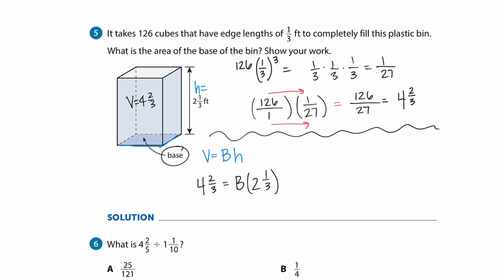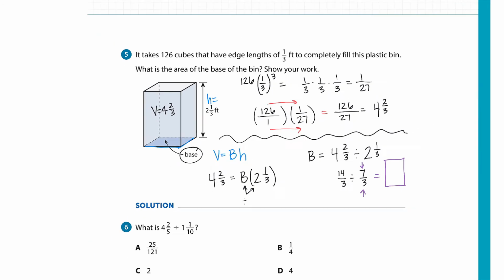Okay. Now what I need to do is I need to get this 2 1/3 away from the b because it's being multiplied. So I'm going to do its opposite, which is division. So really base is the same thing as 4 2/3 divided by 2 1/3. So what I need to do here now is I need to make these improper fractions. 4 times 3 is 12 plus 2 is 14. So 14/3 divided by 2 1/3. 2 times 3 is 6 plus 1 is 7, 7/3. And then if you guys know, we're going to multiply by its reciprocal to divide two fractions, and you will get your answer.